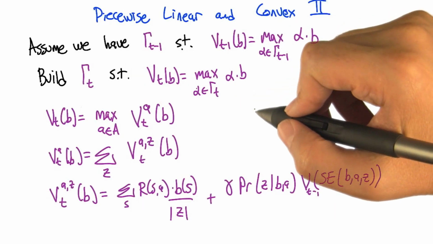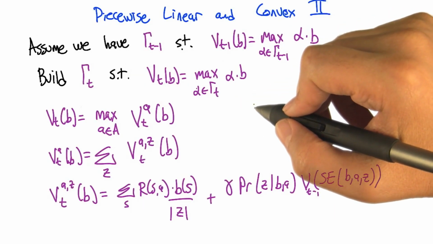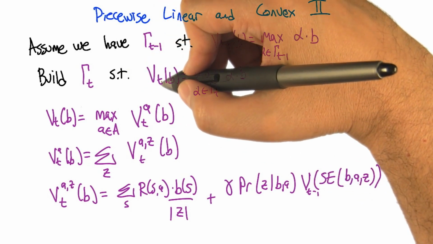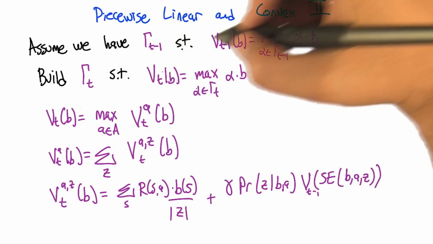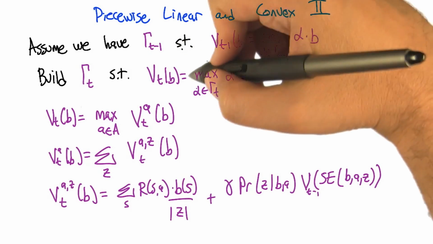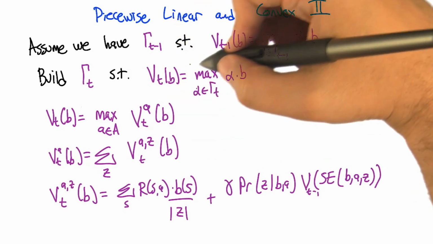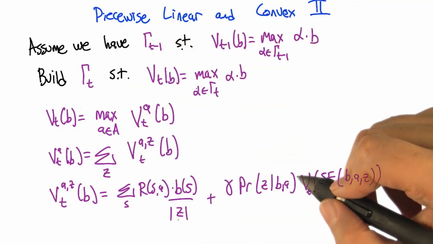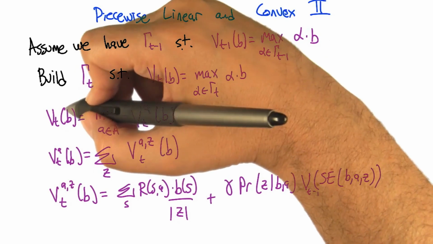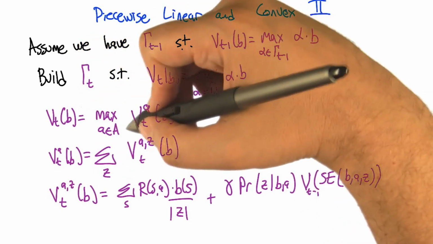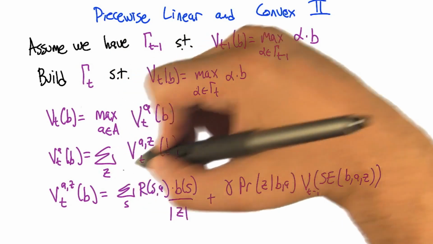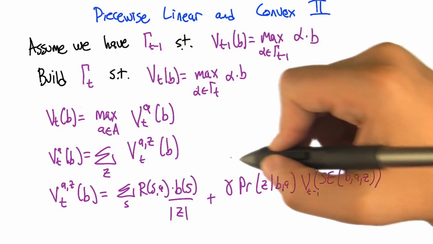And as you might expect, what we're going to do is that VT is defined using the Bellman update, the Bellman equation in terms of VT minus 1. So what we're going to do is structure things around that Bellman equation. What I've done here is broken up the Bellman equation into a series of steps. VT of b is the max over actions of something. What is that something? The something is the sum over all observations of something else.